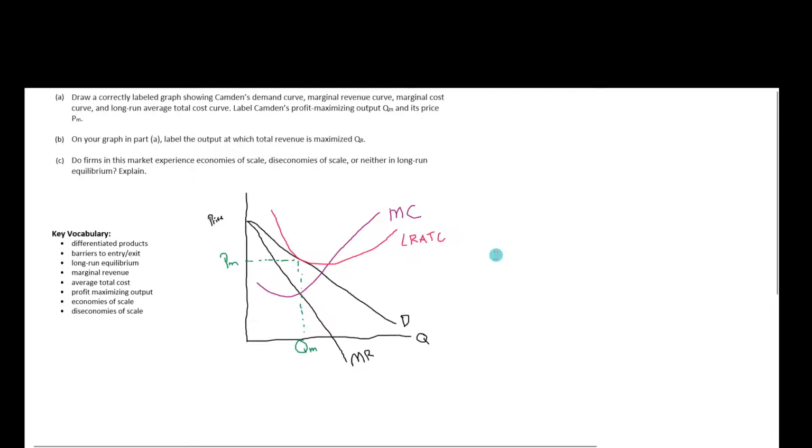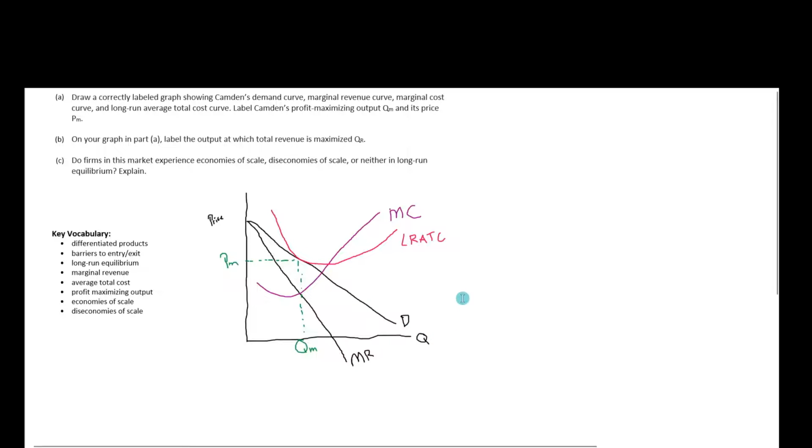So this is what your graph should look like, something hopefully a little bit neater than mine, but basically containing this information for the first part of the question, part A. So we need to have our demand curve. It's going to be downward sloping because this is a monopolistically competitive firm. Like a monopoly, it has a downward sloping demand curve.